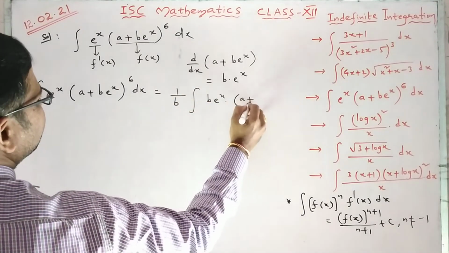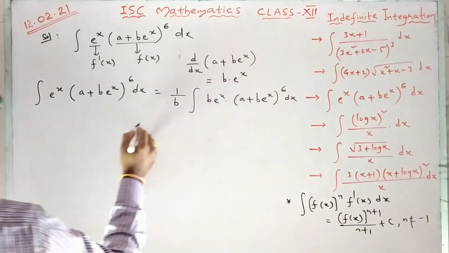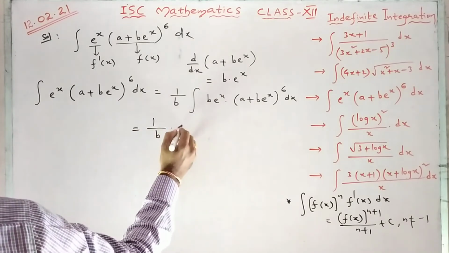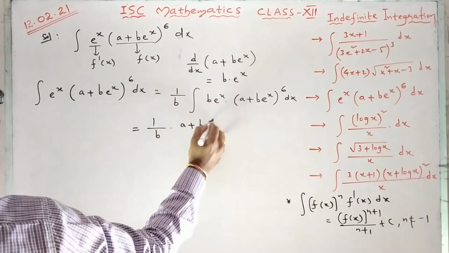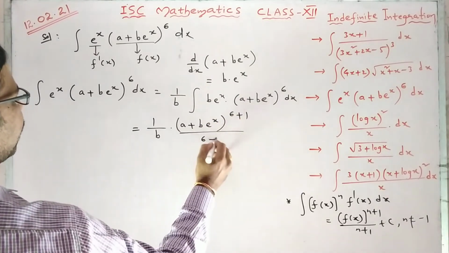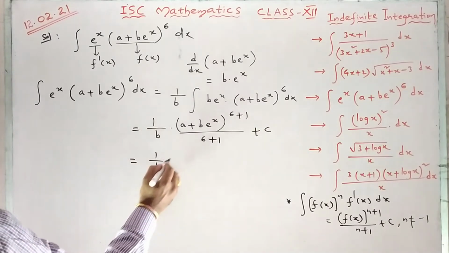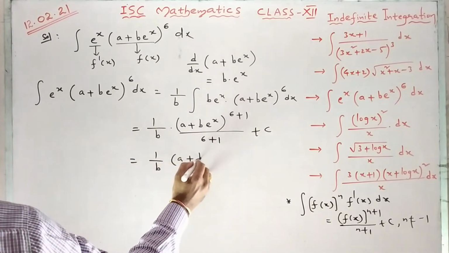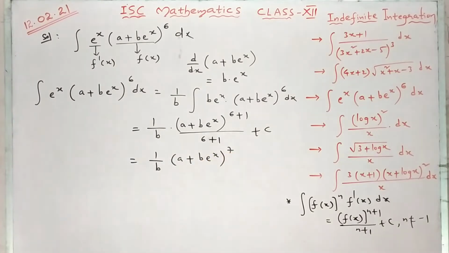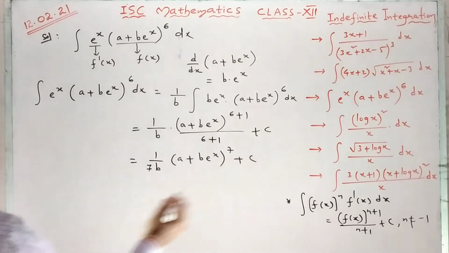So this is what? (a plus b e power x) whole power 6 dx. So 1 by b times, looks like (a plus b e power x) whole to the power n plus 1 upon n plus 1 plus c. That equals 1 by b (a plus b e power x) whole to the power 7 upon 7. So I will write 7b here, plus c.